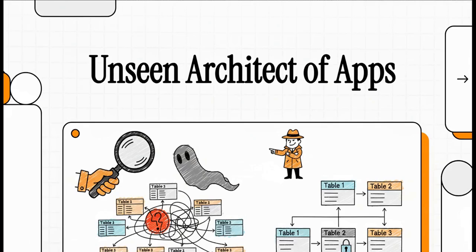Have you ever used an app that just felt off? You know something's not right, but you just can't put your finger on why. Well, it turns out the answer is usually hidden deep down in its foundation, in something called database design. Today, we're going to pull back that curtain on this invisible architect that can literally make or break the apps you use every single day.